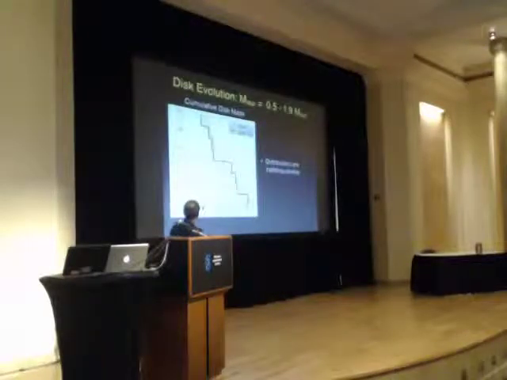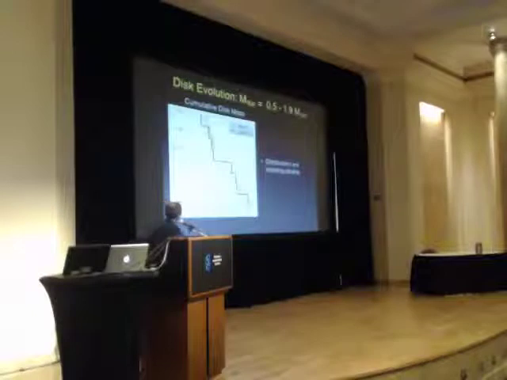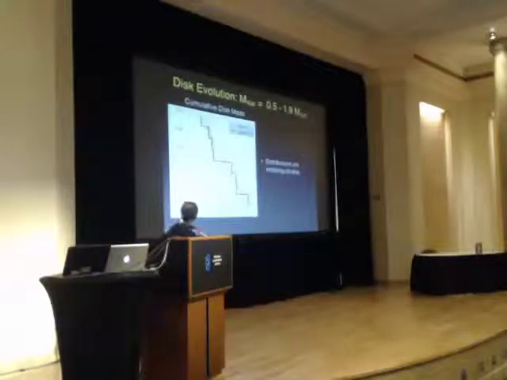All right, so this is now the cumulative distribution of disk masses. Again, orange is Taurus and black is Upper Sco. This is for the 0.5 to 1.9 solar mass sample. And within the uncertainties, you can run the statistics.